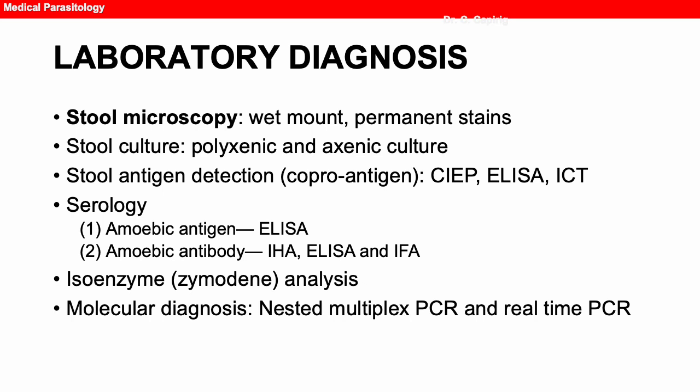For serologic methods, we can detect the amoebic antigen through ELISA. For amoebic antibody, we can detect through IHA, ELISA, and IFA. For isoenzyme or zymodeme analysis, we can also perform this. And for molecular diagnosis, we can perform nested multiplex PCR and real-time PCR.